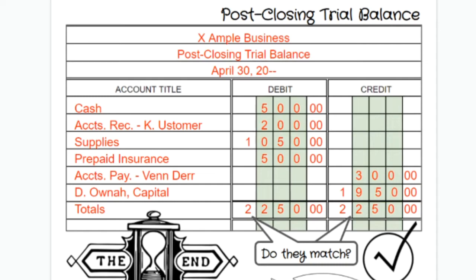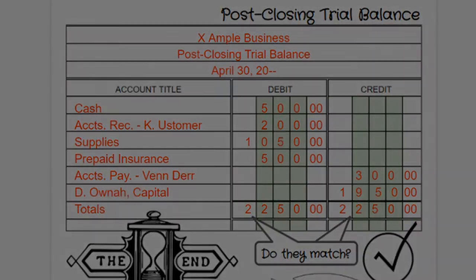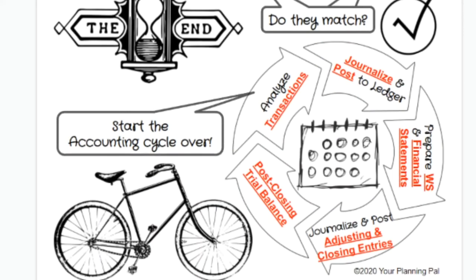However the balances are, you take that from the general ledger, and then you add each column up. So the debit column total is $2,250. The credit column total is also $2,250. You want to make sure that they match. You're one last time checking to make sure debits equal credits. And when they do, that is a good sign. And then you start the accounting cycle all over.